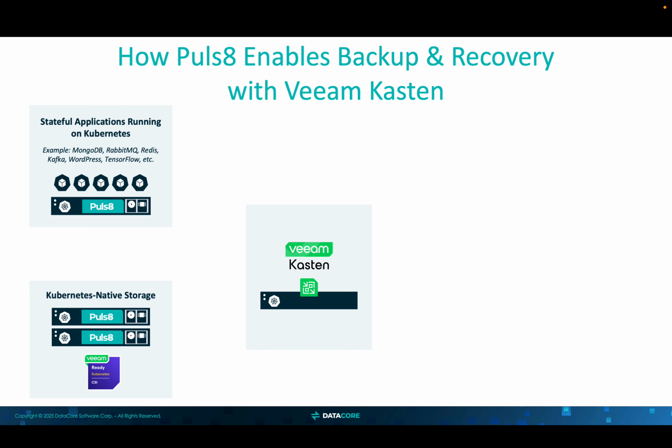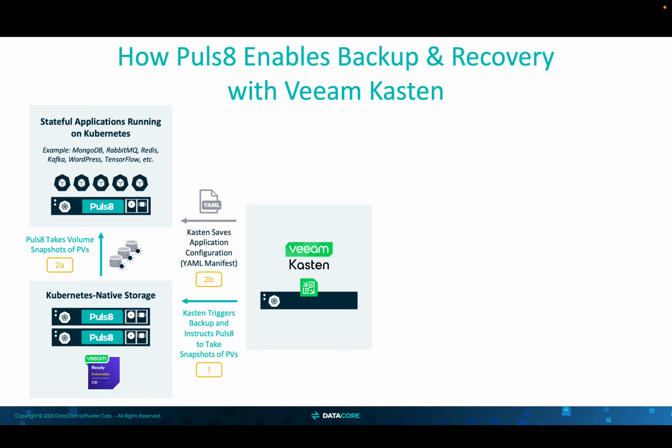When Kasten triggers a backup, it instructs Puls8 to take a clean, point-in-time snapshot of the persistent volumes while also capturing the application's YAML configuration. Together, these pieces form a complete backup of the workload.